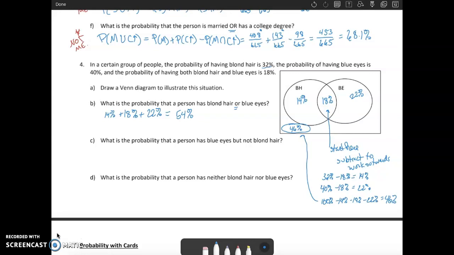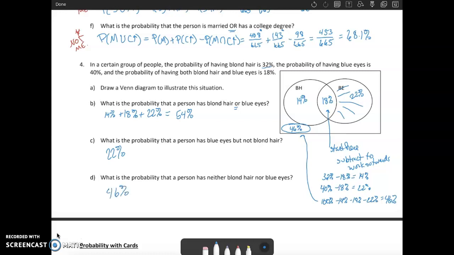What's the probability that a person has blue eyes but not blonde hair? Okay, so I need to be inside the blue eyes circle, but not inside the blonde hair circle. So that would be the people in this part. They have only blue eyes but not blonde hair. So I can just read that off, 22%. What's the probability that a person has neither blonde hair nor blue eyes? So neither of those features would be outside of all of those circles. So that's the 46%.